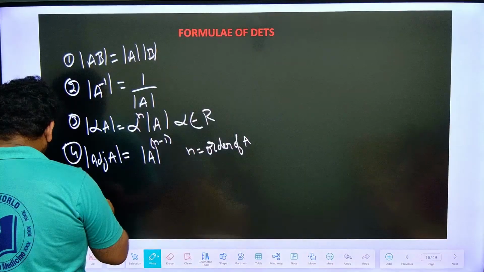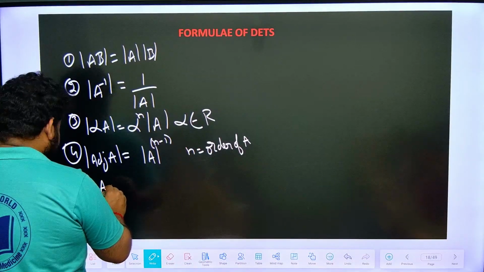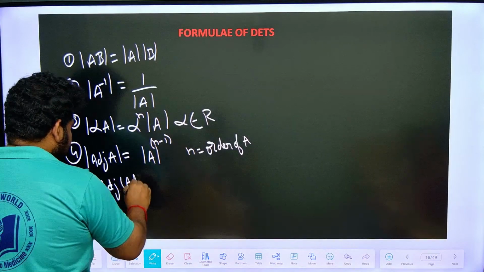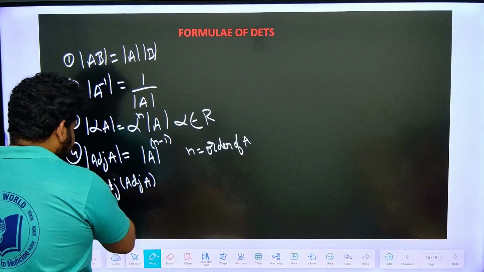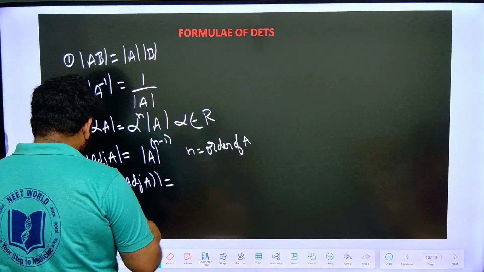Next thing, if I talk about adjoint of adjoint of A, determinant of adjoint of adjoint of A will become what?